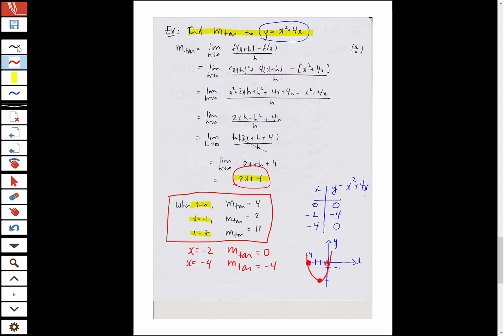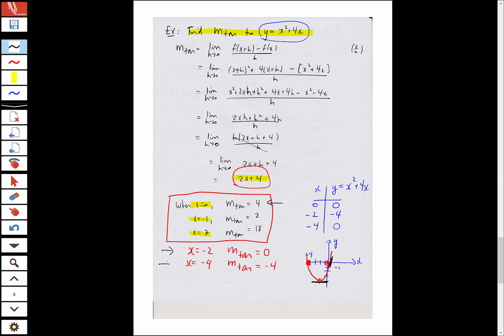So now let's see whether these slopes are reasonable. So we said when x equals 0, the slope of the tangent line would be 4. Okay, that seems reasonable. When x equals -2, the slope of the tangent line is 0. Yep, that's right, because that's corresponding to the vertex of the parabola. So at that point, the tangent line will just be horizontal, so it'll have the slope of 0.